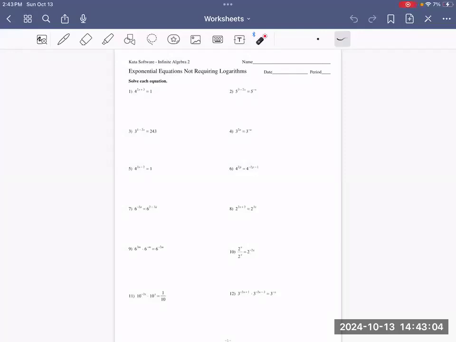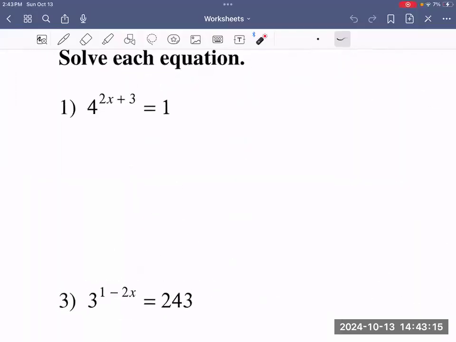Today we're going to be working on elementary cases with your exponential equations, meaning that we are solving exponentials without the use of a logarithm. So let's take a look at a few of these.